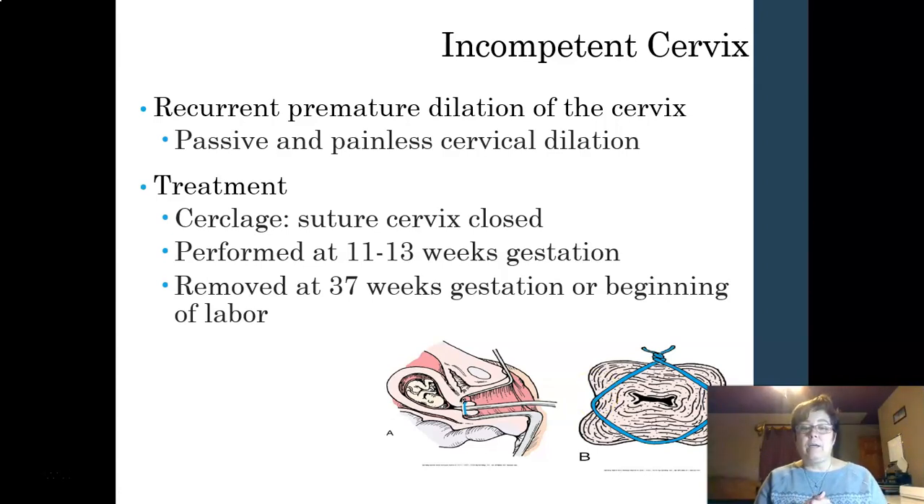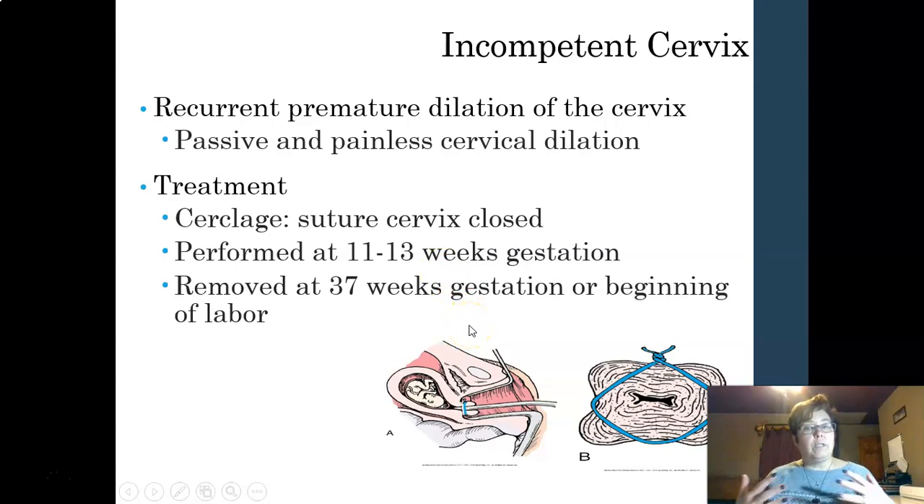So that way, the cervix can't open. It is literally tied shut. The cerclage should be performed between 11 and 13 weeks. So remember I said that an incompetent cervix miscarriage usually occurs about 14, 15 weeks, maybe 16. So we want to put that stitch in before that time period. Okay. Once they put the stitch in, that will stay in place.